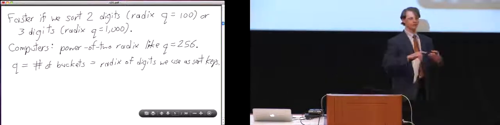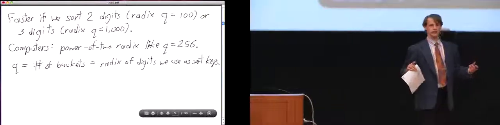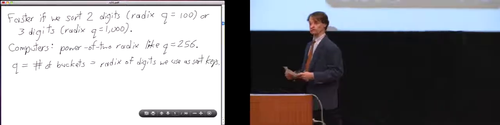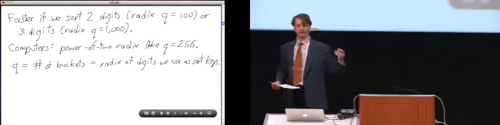And so when you have a really long number with a really big range, you break it down into a bunch of short digits with a really small range so that you don't have too many buckets.